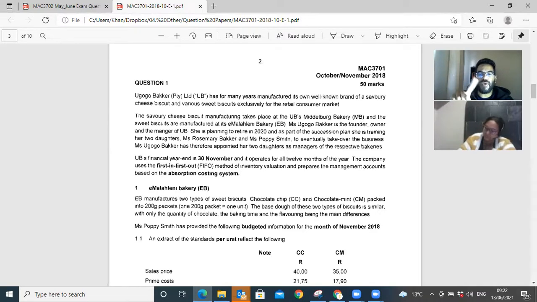So the difference between the 2 systems is the treatment of fixed manufacturing overheads. Under the absorption costing system, fixed manufacturing overheads is included in the cost of a product, whereas under the variable costing system or the direct costing system, fixed manufacturing overheads is expensed in the year it is incurred. Okay, it is not included in the cost of a product. So just be aware of that.